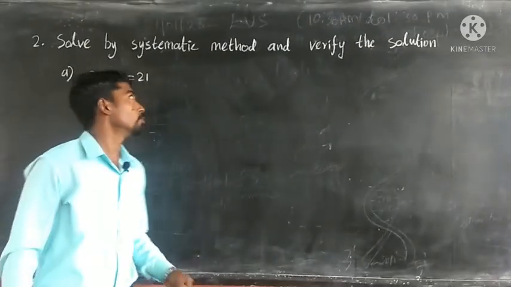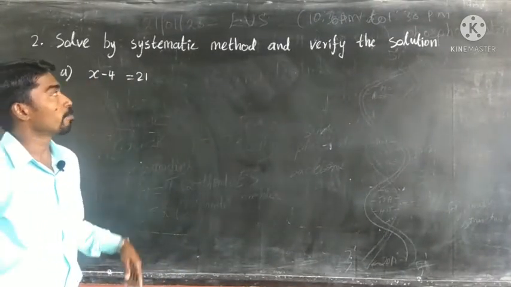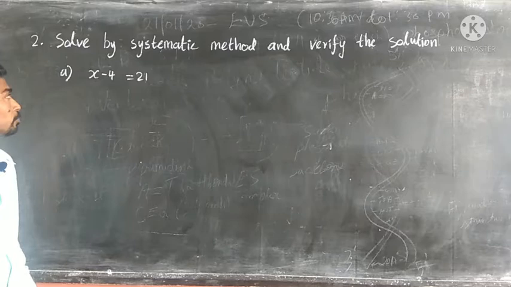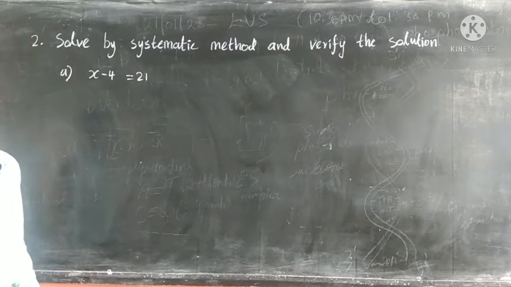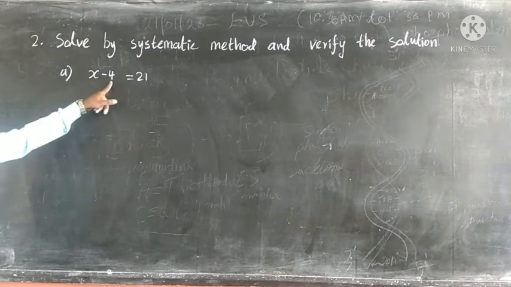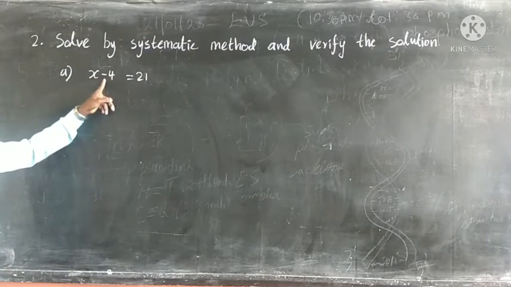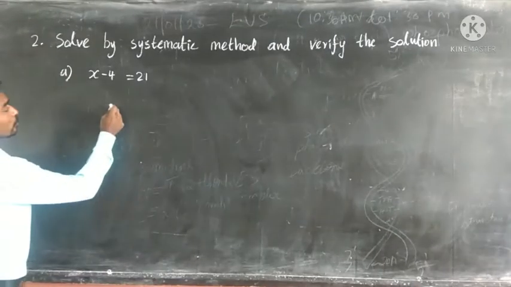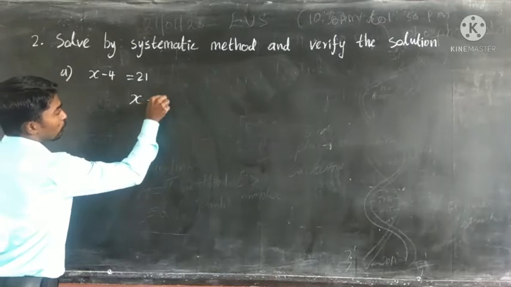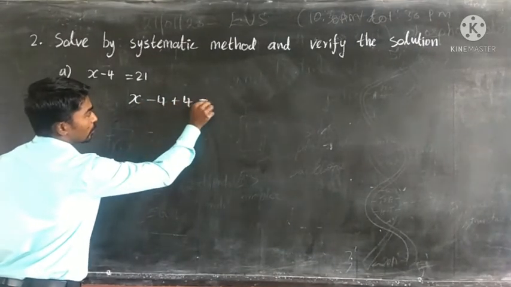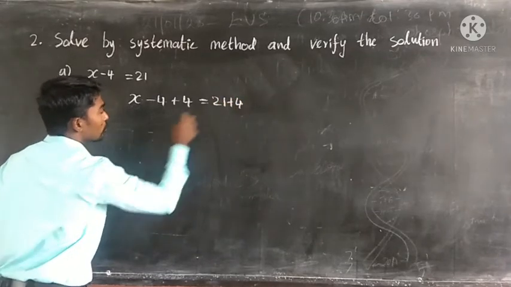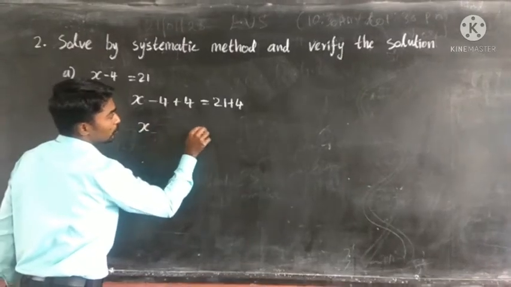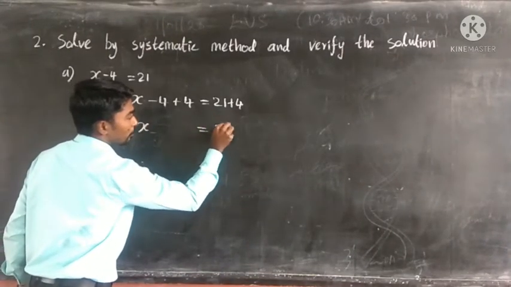Next question, question number 2. Solve by systematic method and verify the solution. First equation, x minus 4 is equal to 21. Here we are going to add. Since left hand side has minus 4, we are going to add 4 on both the sides. x minus 4 plus 4 is equal to 21 plus 4. So minus 4 plus 4 will get cancelled. x is equal to 21 plus 4, which is 25.